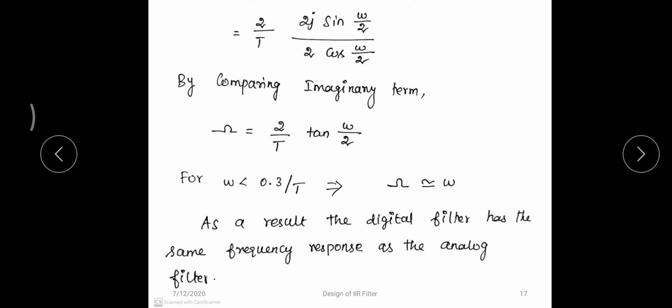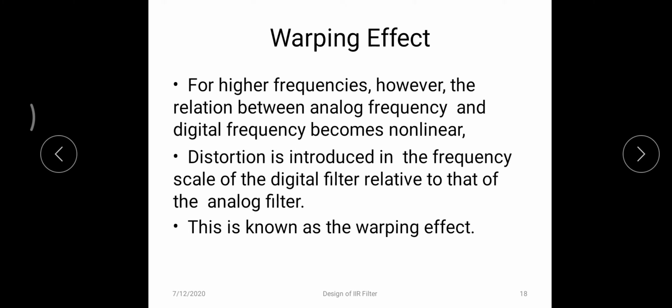So I said in the beginning slide of bilinear, this is a non-linear transformation. Now we can see this omega and this omega are not linearly related. For the digital frequency which is less than 0.3 divided by T, your capital omega and small omega are linearly related. If the frequency is more than 0.3 by T, then it becomes non-linear. That is called the warping effect.